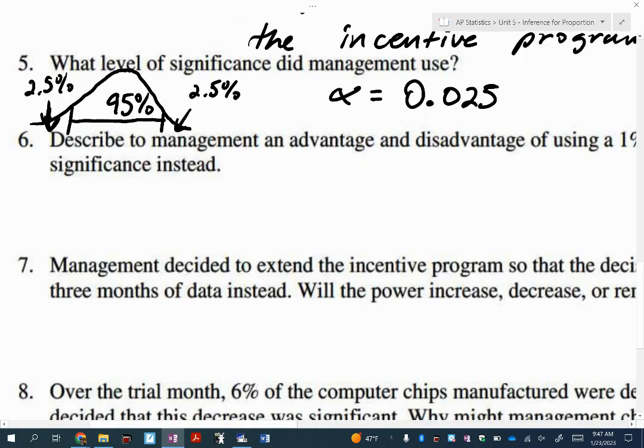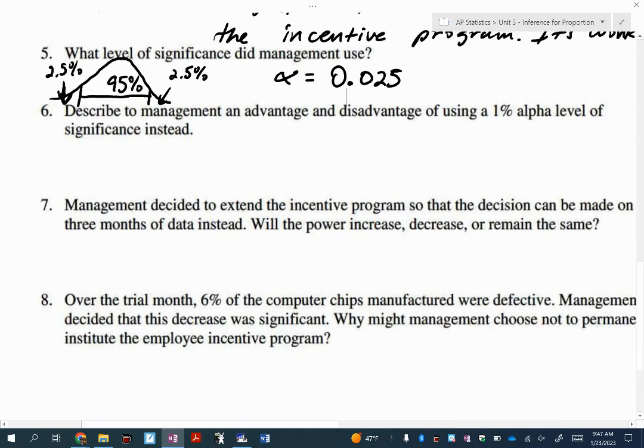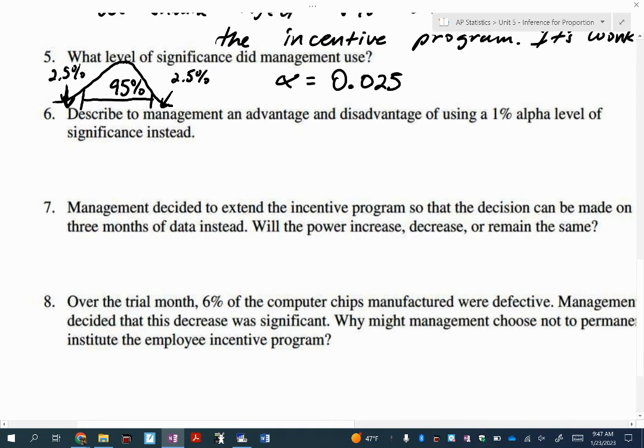All right. Let's do 6. So remember, what did we say our alpha was? 0.025. Now number 6 is saying let's lower it. So instead of that, let's use 0.01. All right. So what's an advantage? Eduardo's kind of go what you were saying earlier. What happens to the likelihood of us committing a type 1 error? It's less likely. So your type 1 error will decrease.